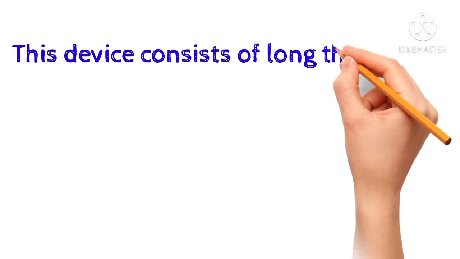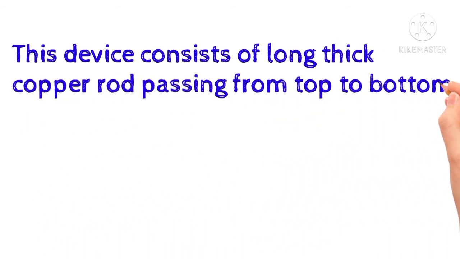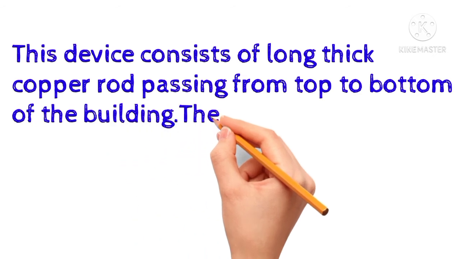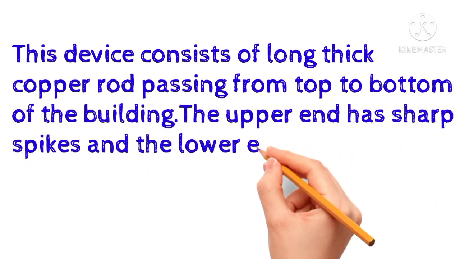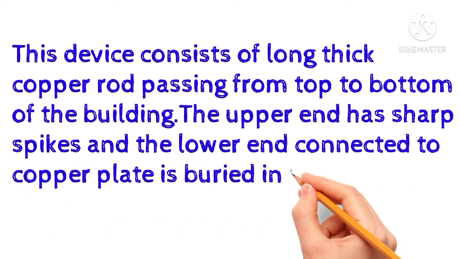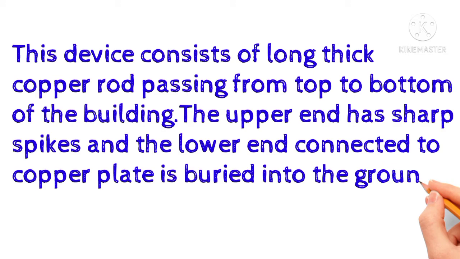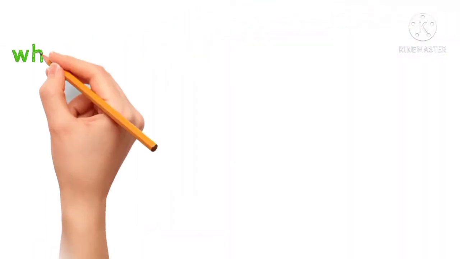This device consists of a long, thick copper rod passing from top to bottom of the building. The upper end has sharp spikes and the lower end is connected to a copper plate which is buried into the ground. Now we can see the image of that. See, here we are having a building and that building is connected through a copper rod from top to bottom.